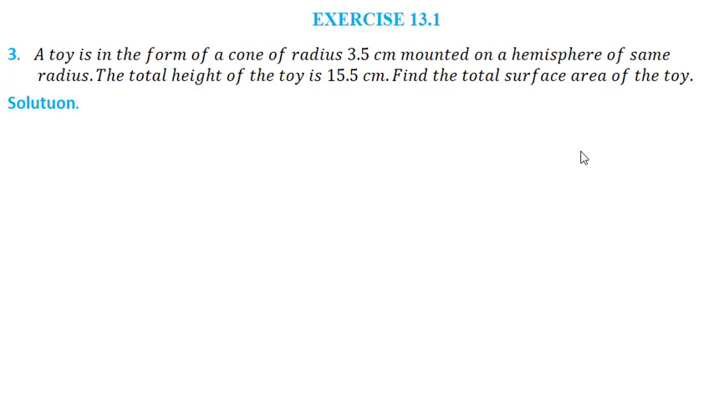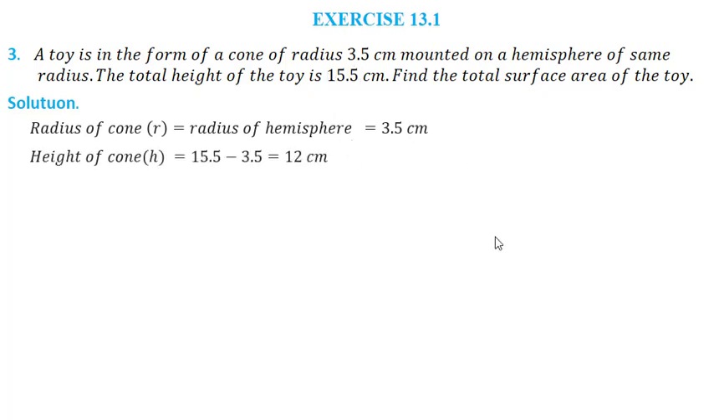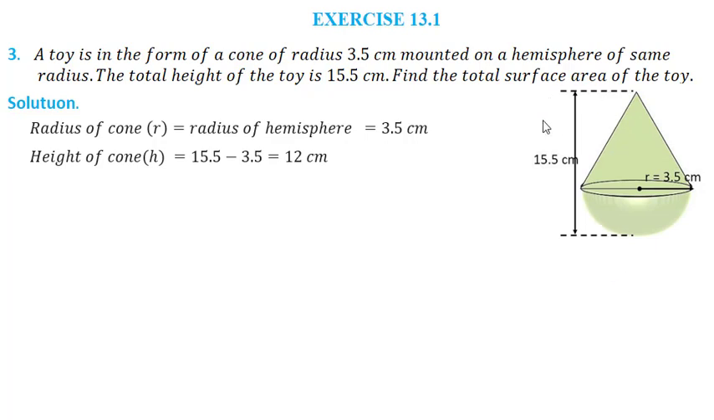Okay. Now let us come to the third problem. A toy is in the form of cone of radius 3.5 cm mounted on a hemisphere of the same radius. The total height of toy is 15.5 cm. We have to find the total surface area of toy. Now here radius of cone and radius of hemisphere, they are 3.5 cm. Height of cone we can find out by subtracting this radius of hemisphere. So 15.5 minus 3.5 will give me 12 cm.